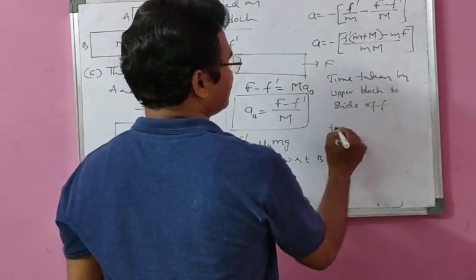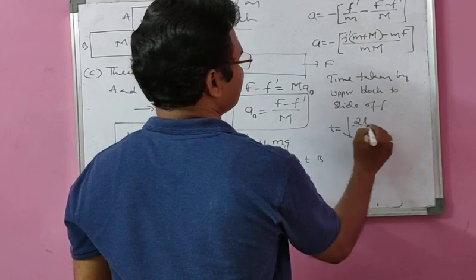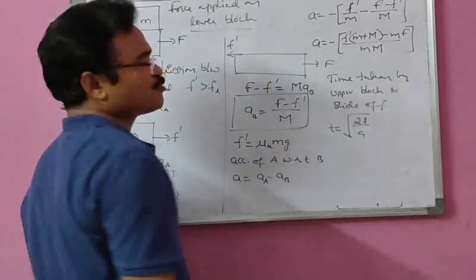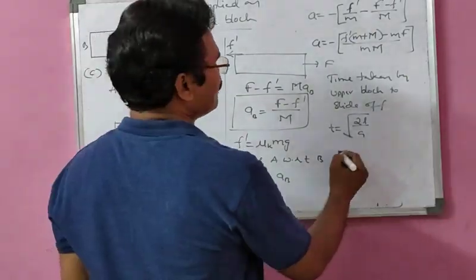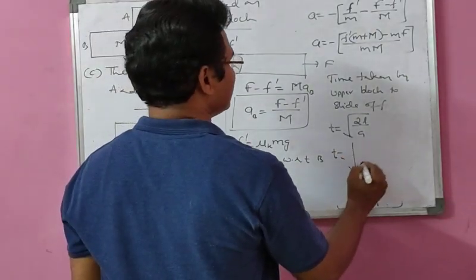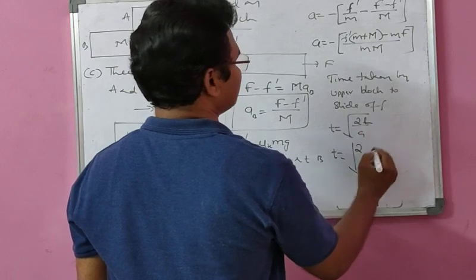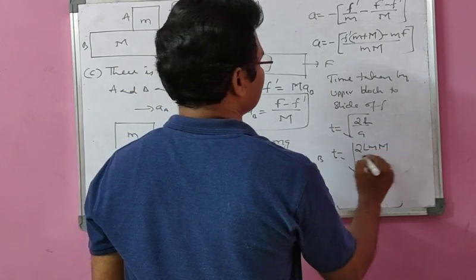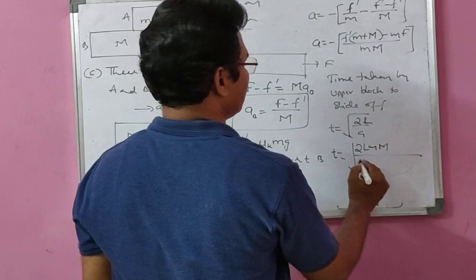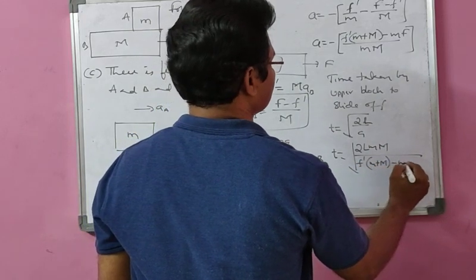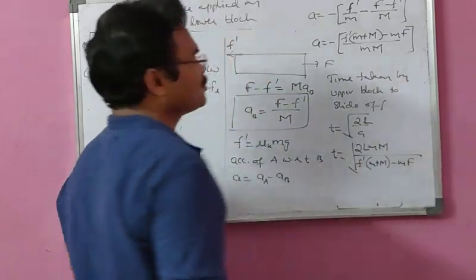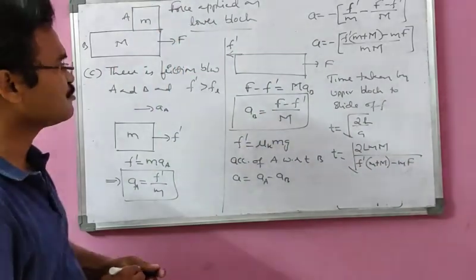Okay, so T equals under root of 2L by a. The negative sign indicates only that it is going in the backward direction. So we can write T equals under root of 2L times small m plus capital M, divided by F dash of M plus capital M minus mF here. So this is the time taken by the block to slide up.